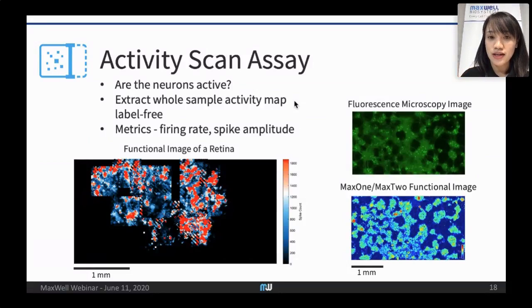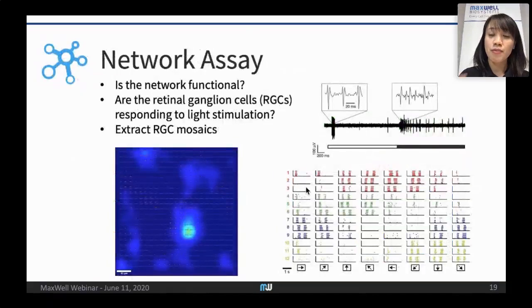So, here on the right side, you can see on top a microscopy image of a cell culture, and at the bottom, the functional image from either Max 1 or Max 2 that can be extracted from the same culture. So here, not only do you see the cells, the location of the cells, but also how active they are. So the red spots correspond to the ones that are more active, and the light green spots correspond to those that are less active. So here on the bottom left side, we see how a functional image of a retina patch looks like. From there, you can identify where your retinal ganglion cells are and just keep on recording from them.